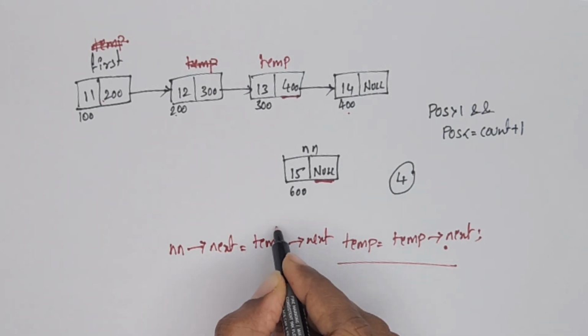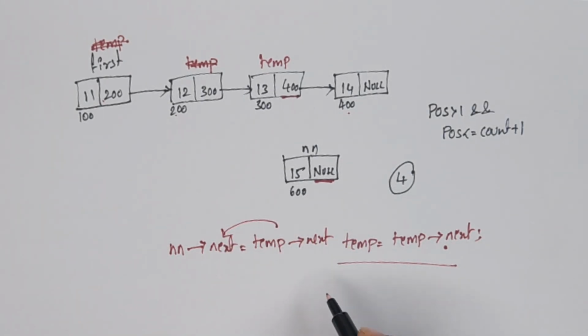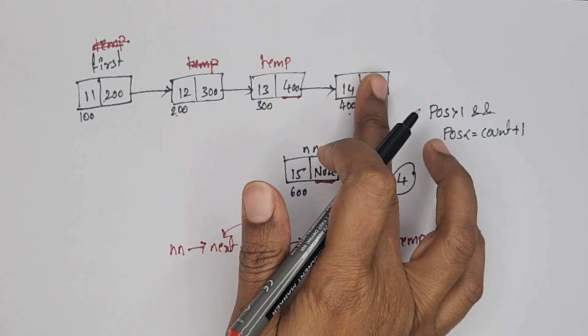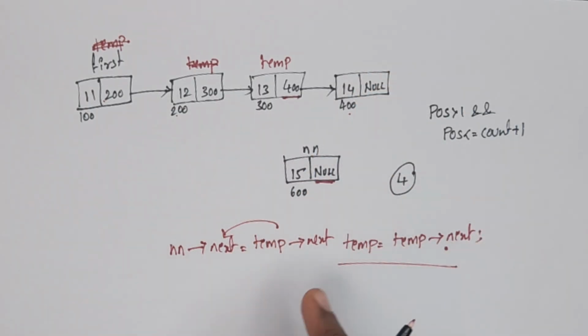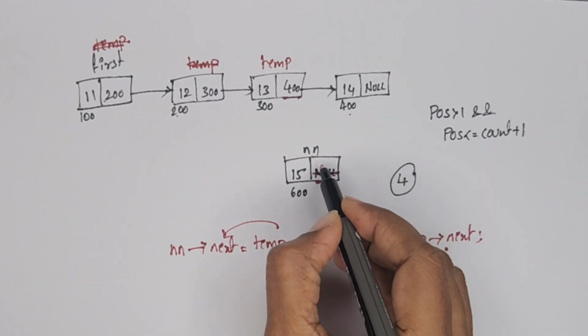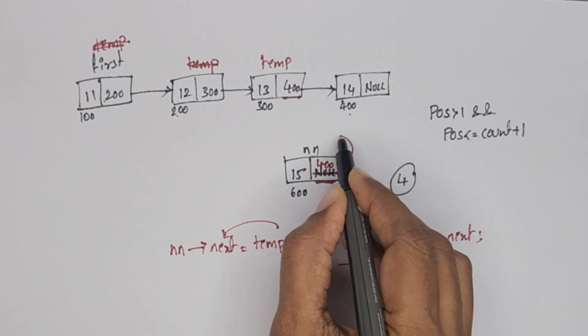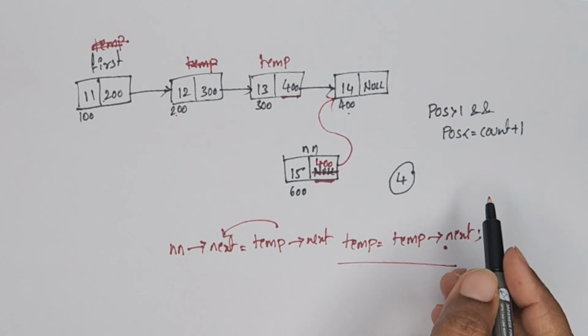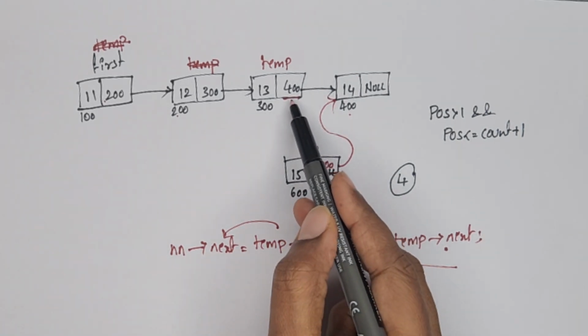So temp of next is assigned to new node of next. It is very simple. Temp of next node becomes the next of new node. So in new node of next, temp of next is 400. Just assign 400. Next, we have to change temp of next also.